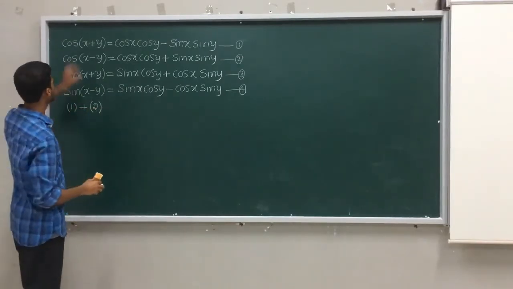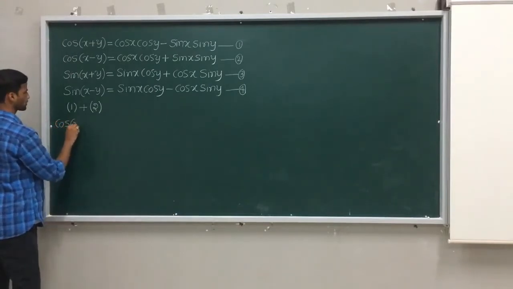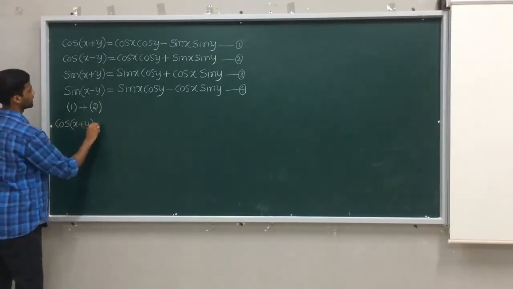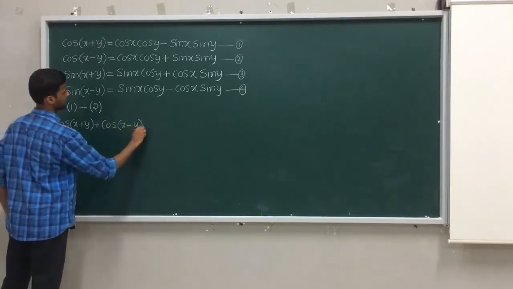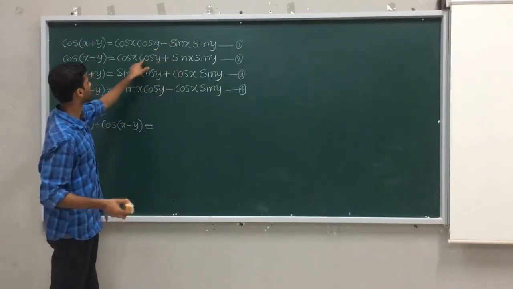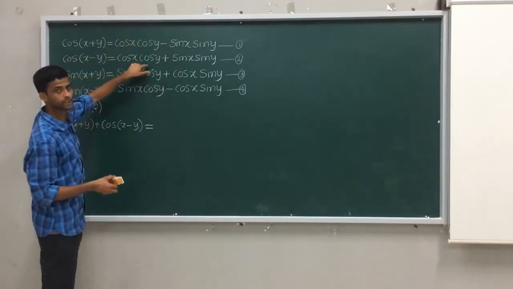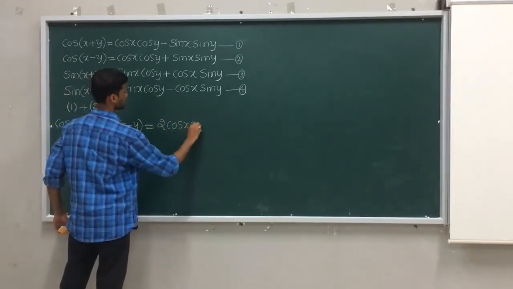If I add the first two equations, I will get cos of x plus y plus cos of x minus y is equal to, when I add, these two terms will get cancelled. Cos x cos y is repeated 2 times, so 2 times cos x cos y. Hope you understood.